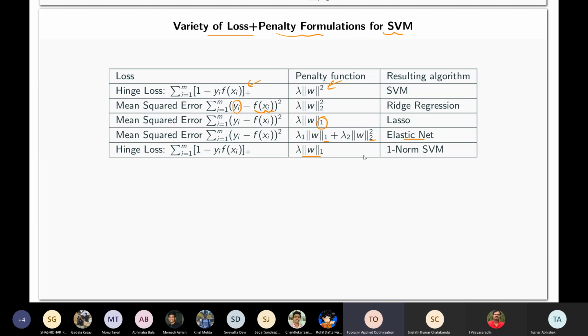And I can also do one norm SVM. Basically the same thing as before, but instead of the two norm squared here, you take the one norm here. Okay, so this should be two norm.